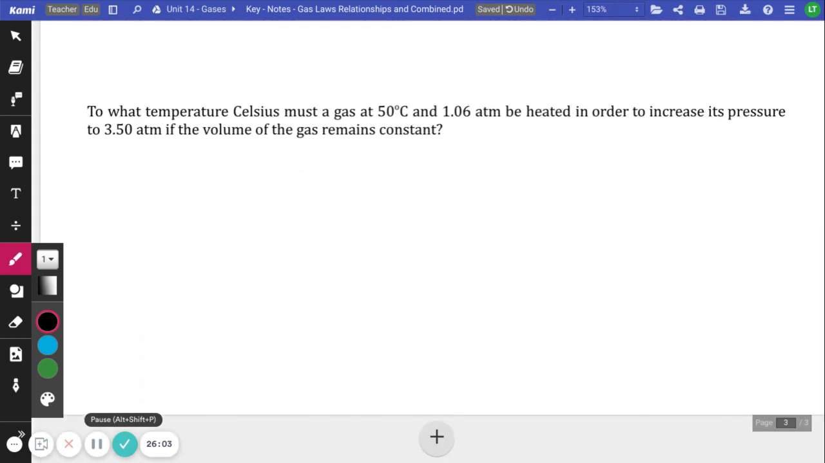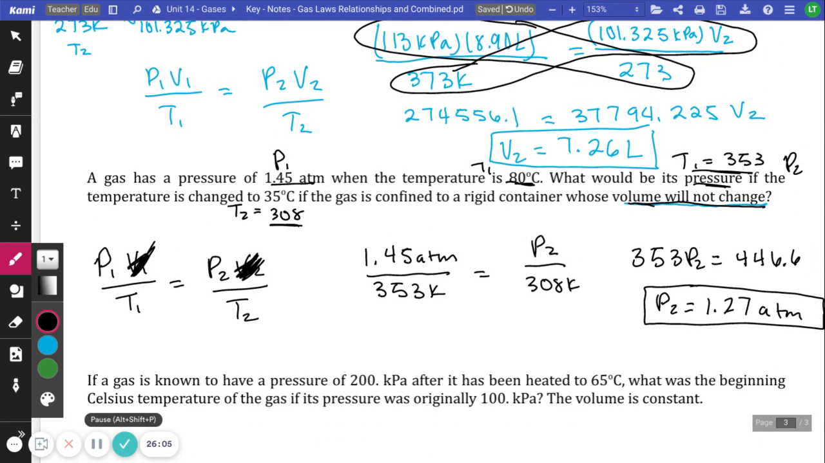All right, there are 2 more problems on here, so I want you guys to work those out on your own as practice and then check the answer key to see if you got them right.